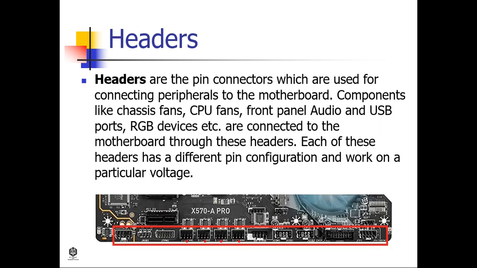Headers. Headers are the pin connectors which are used for connecting peripherals to the motherboard. Components like chassis fans, CPU fans, front panel audio, and USB ports, RGB devices, and so on, are connected to the motherboard through these headers. Each of these headers has a different pin configuration and works on a particular voltage.